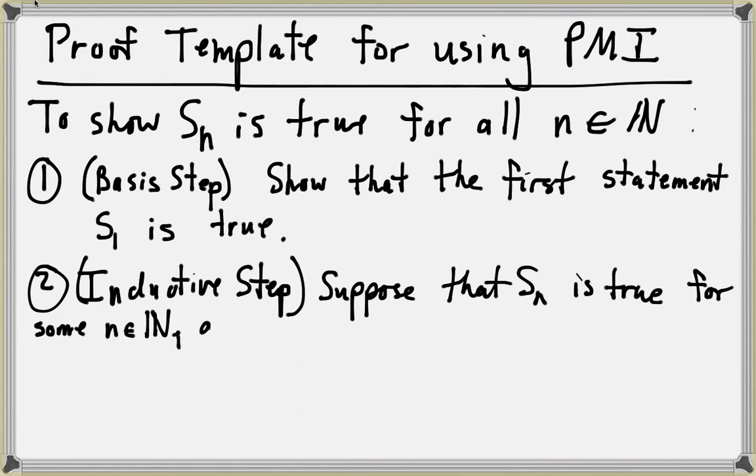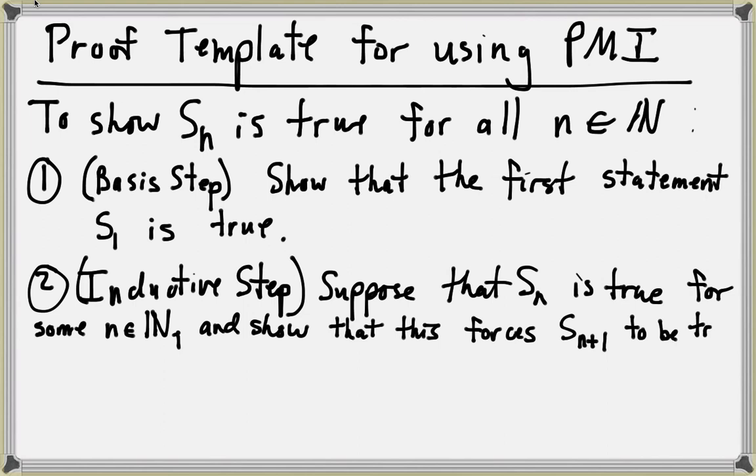And then we need to show that this forces the next statement to be true for the next natural number. So we need to show that this actually forces Sn plus 1 to be true. So in this inductive step, we assume Sn is true and show that that implies that Sn plus 1 is also true.